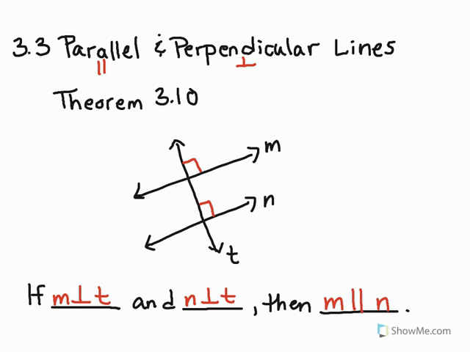So if you have two lines that are perpendicular to the same transversal, then they are parallel to each other. That is all that theorem states. All right, we have one more, I believe. Let's take a look at that.